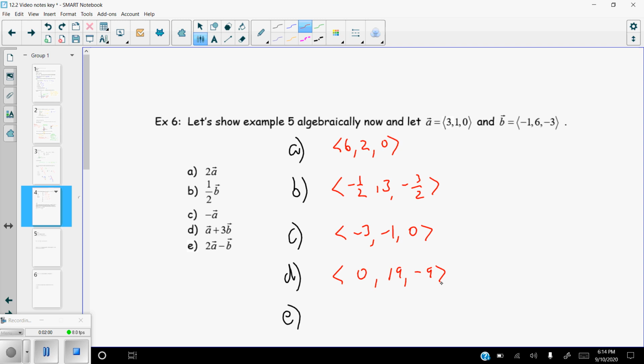And then the last one, we're going to take 2 A's and then subtract B, or add a -B. So 2 times 3 is 6 plus, minus a -1, so it's really going to be 7. 2 times 1 is 2, minus 6 is -4. And then 2 times 0 is still 0, minus a -3 is +3. Okay, hopefully those were not too difficult to do.